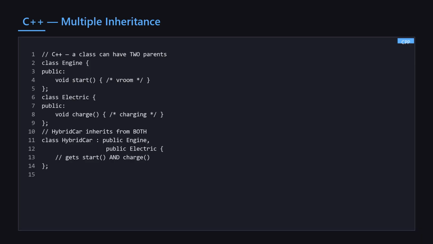Now let's talk about inheritance. In object-oriented programming, one class can inherit from another like a child getting traits from a parent. In C++, a class can actually inherit from two or more parent classes at the same time. Here, hybrid car inherits from both engine and electric. It gets the start method from engine and the charge method from electric. This is called multiple inheritance. It's useful but can get messy. What if both parents have a method with the same name? That's called the diamond problem.